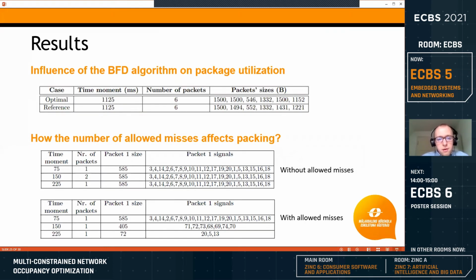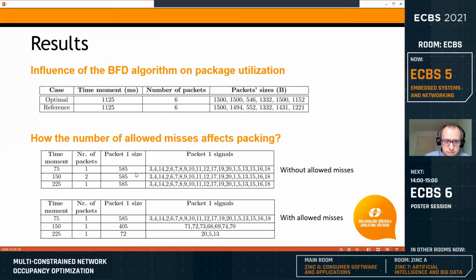Regarding the influence of the BFD algorithm on packet utilization, here we see the case where, given the reference algorithm and our proposed solution, the same number of packets are created. But one can see that in our proposed solution, 3 packets are fully utilized, while in the reference case only 1 packet is fully utilized. Here we show our proposed approach actually creates more packets that are fully or more utilized regarding their maximum size. And in the second column, we can see how the number of allowed misses affects the packing.